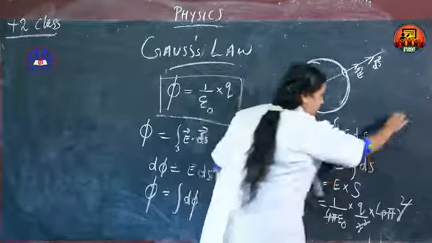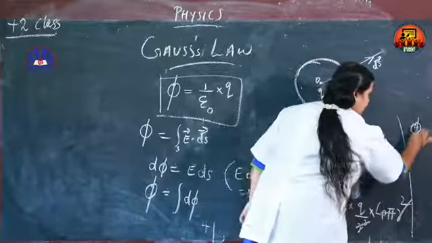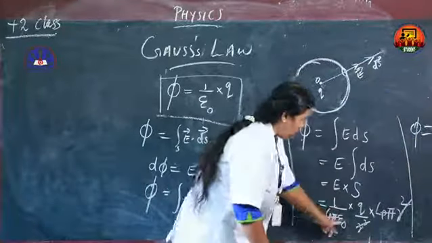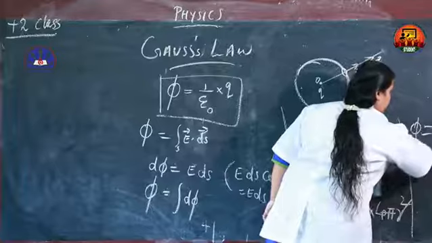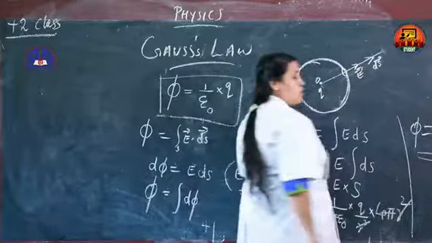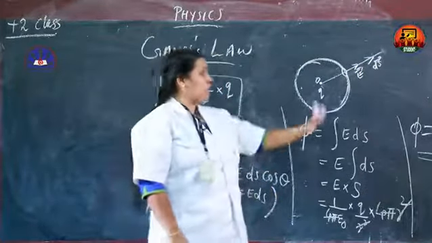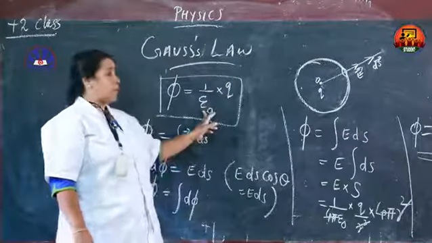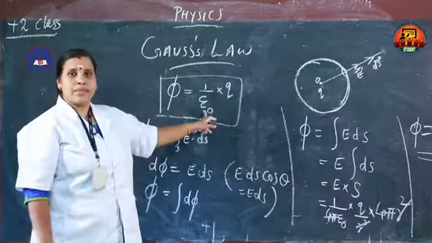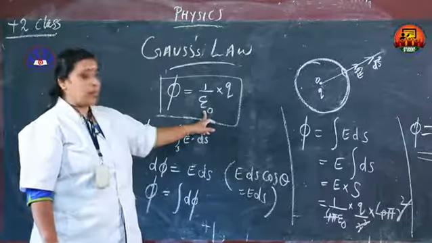So the remaining term is, what is the remaining term? Phi equals 1 by epsilon 0 into q. So this is the final expression for the flux. That is our RHS, right? Hence we proved Gauss theorem. Do you understand? It's a very important topic.